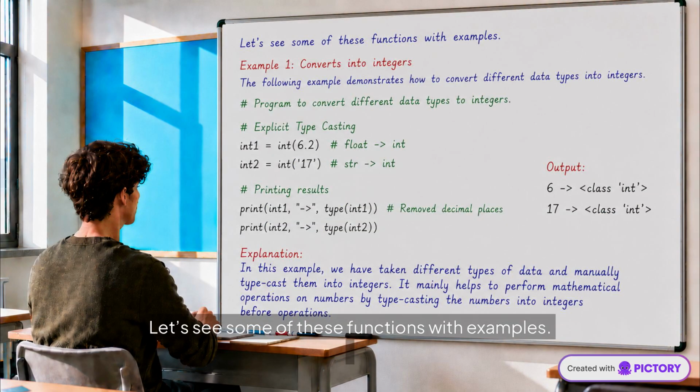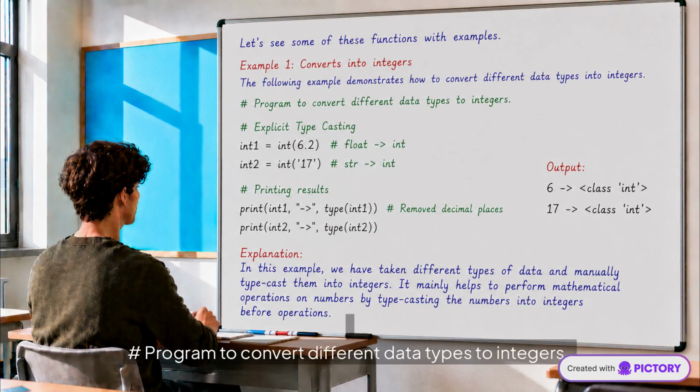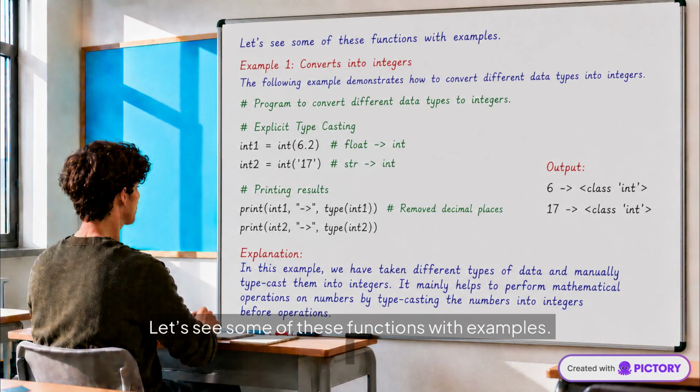Let's see some of these functions with examples. Example 1. Converts into integers. The following example demonstrates how to convert different data types into integers. Program to convert different data types to integers. Explicit typecasting: int1 = int(6.2), # float to int; int2 = int('17'), # str to int. Printing results: print(int1), print(type(int1)), # removed decimal places; print(int2), print(type(int2)).